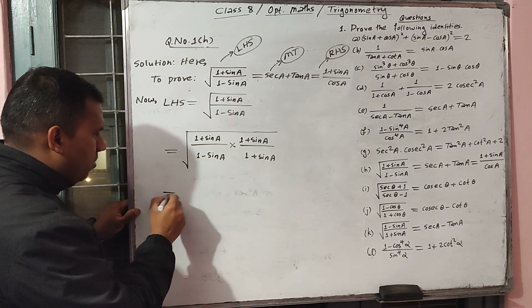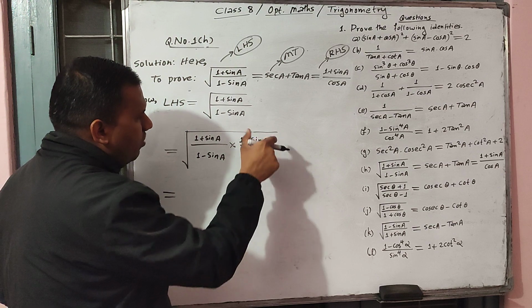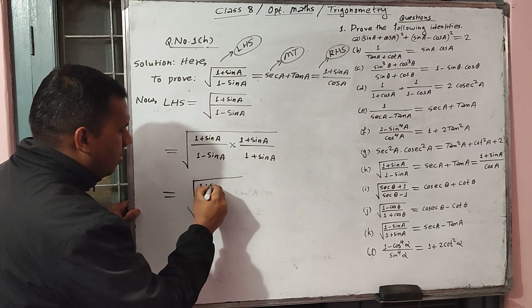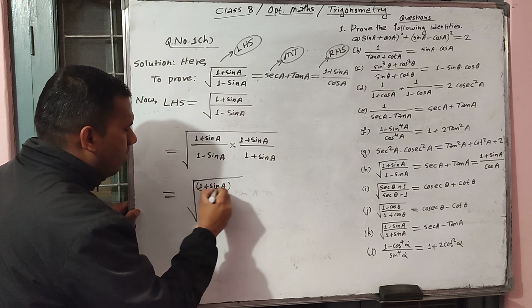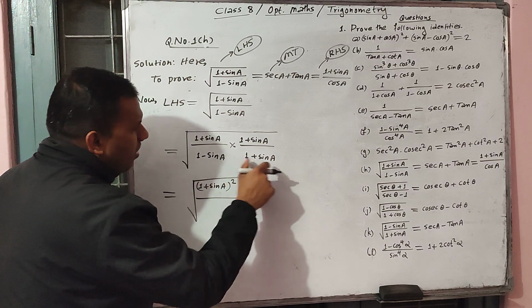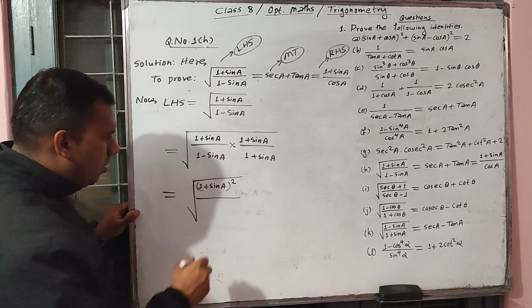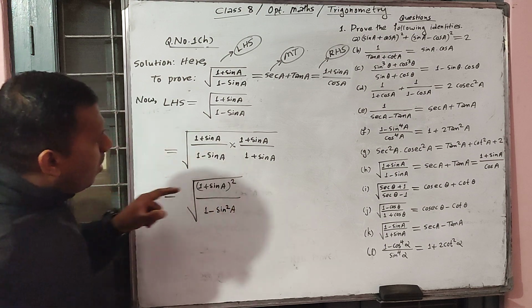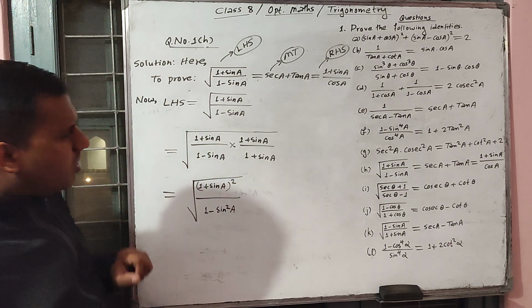Now this equals 1 plus sin A multiplied with 1 plus sin A. It makes (1 plus sin A) whole square all upon (1 minus sin A) multiplied with (1 plus sin A). A minus B, A plus B. So 1 minus sin square A. A plus B, A minus B makes A square minus B square.